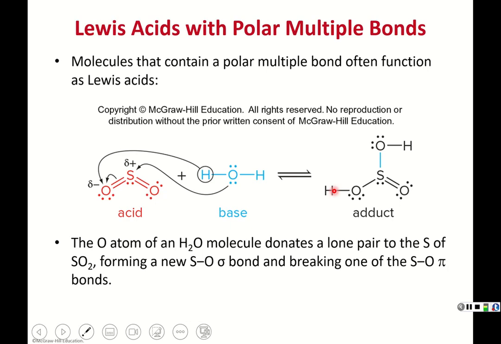You can also have a case where a Lewis acid is a polar molecule with multiple bonds. So something like SO2 is going to be a polar molecule, has multiple bonds. Our base here is actually water, and the electrons are being donated from the oxygen on water. You'll discuss this a lot more when you get into organic chemistry.